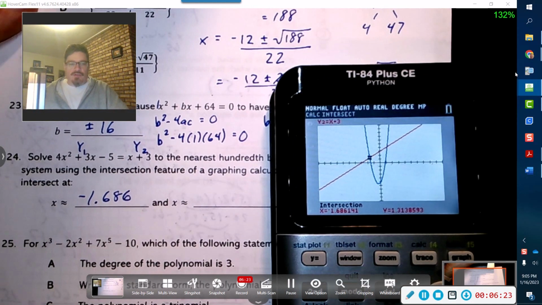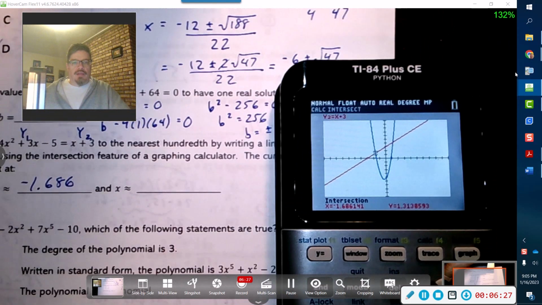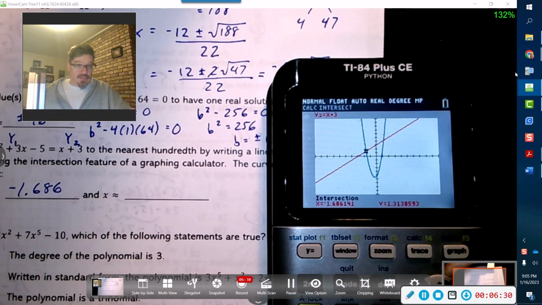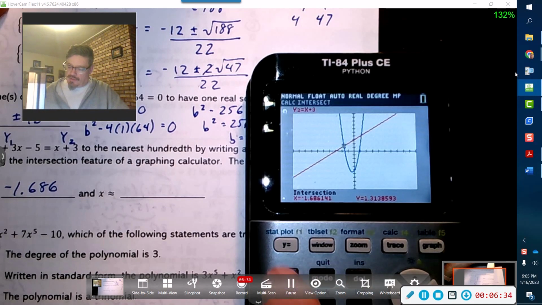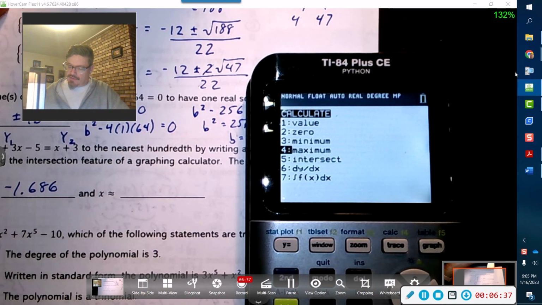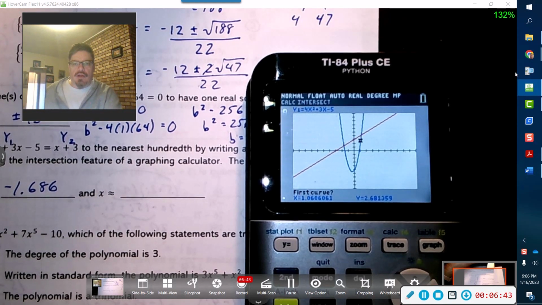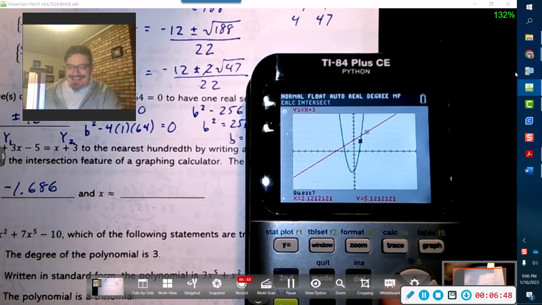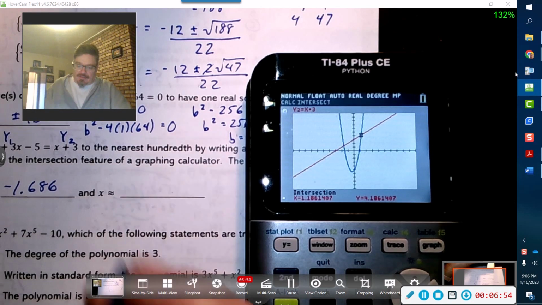Okay, if you were an engineer, that is a really good answer. All right, and you didn't actually use any algebra, you just used technology. So now we're going to get the second. Here we're going to do it again, second calculate. We're going to go down to intersect, and then we're going to start over, but we're going to focus on the second intersection. So here I go to the left there, I'll go to the right over there, and then the guess is going to be roughly right about there, and I get positive 1.186.